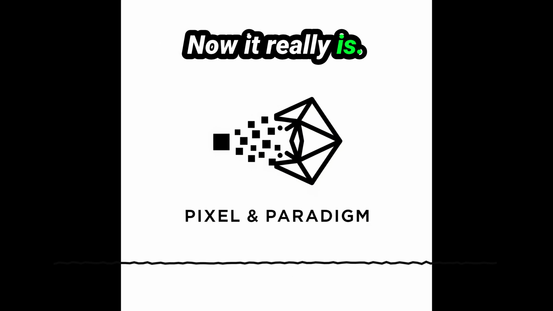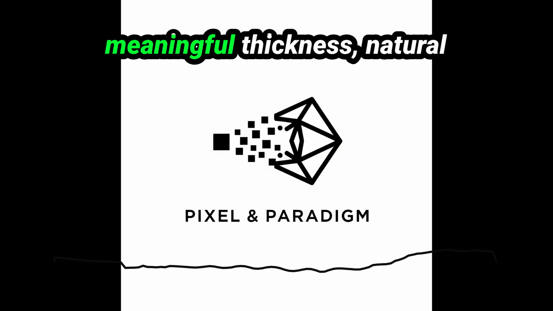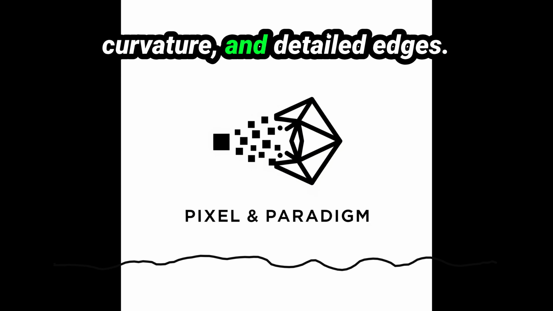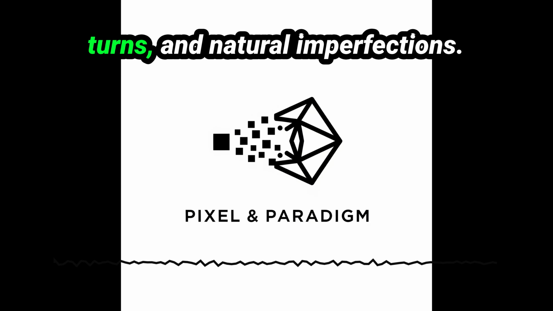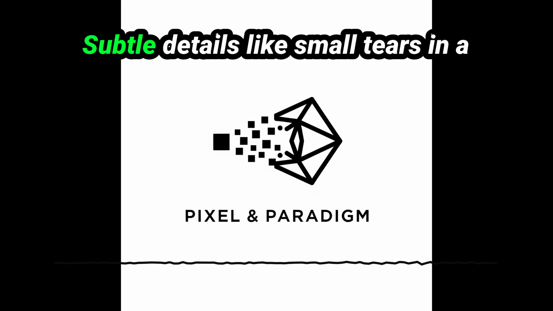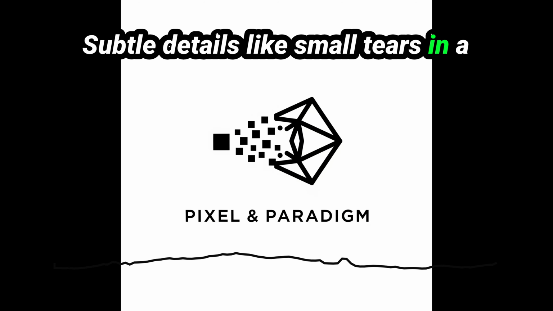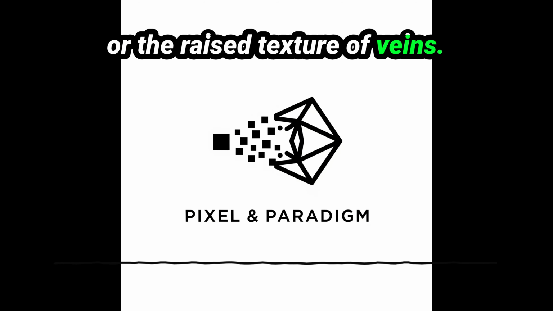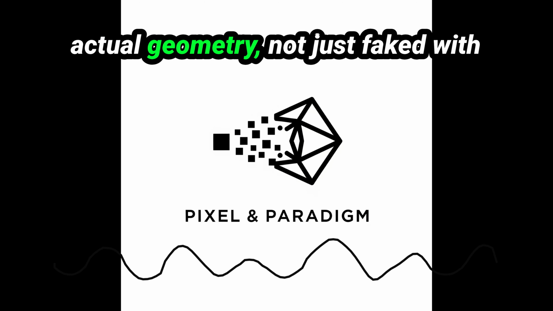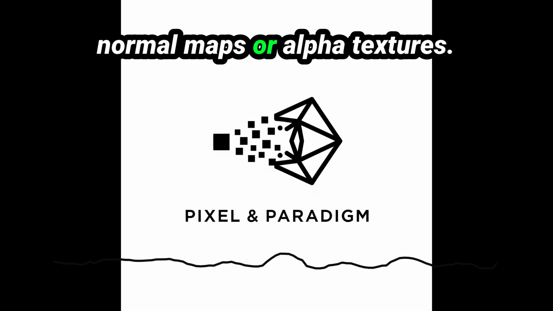It really is. Individual leaves can now have meaningful thickness, natural curvature, and detailed edges. Branch structures can be modeled with intricate twists, turns, and natural imperfections. Subtle details like small tears in a leaf edge, or maybe insect damage, or the raised texture of veins. These can now be represented with actual geometry, not just faked with normal maps or alpha textures.